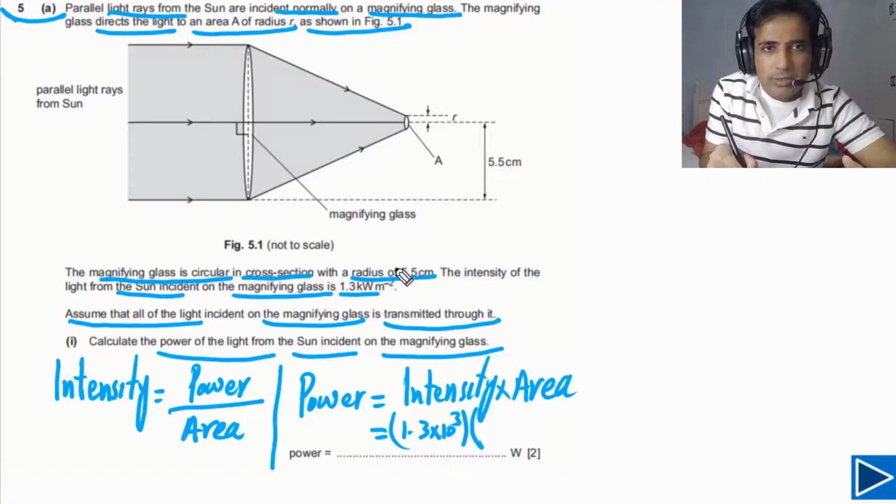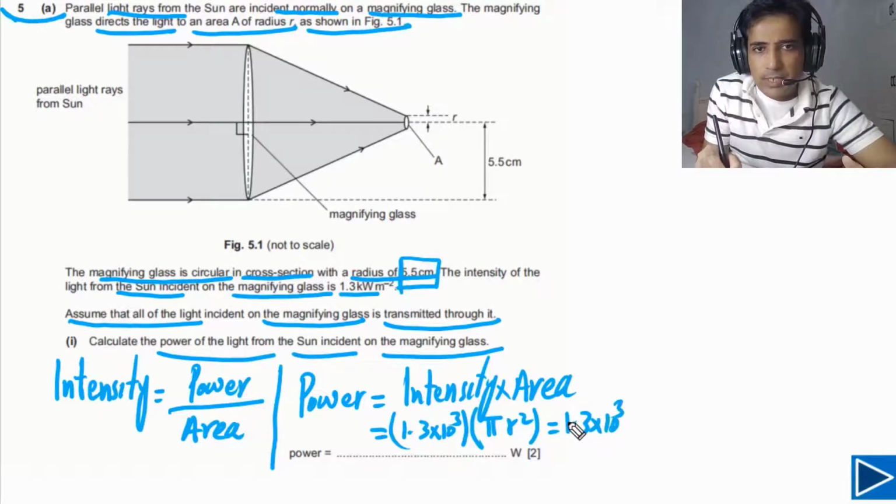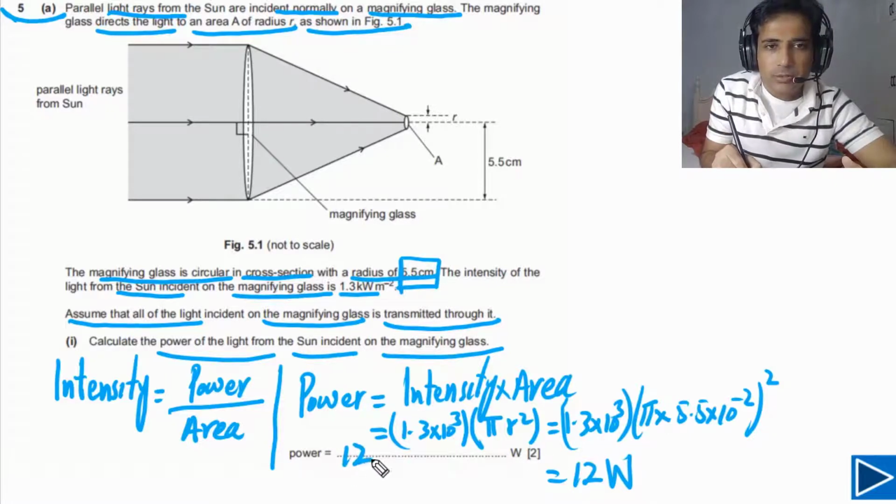And area we can calculate from here because the radius is given to us. And the radius is 5.5 centimeters. So we can say pi r square here, and we need to plug in value of radius. So intensity we have here, and pi is a constant, and we can multiply this one with radius square. So 5.5 times 10 to negative 2 square. If we solve this one, we will get value of power that is equal to 12 watts. So the answer for this question is 12 watts.